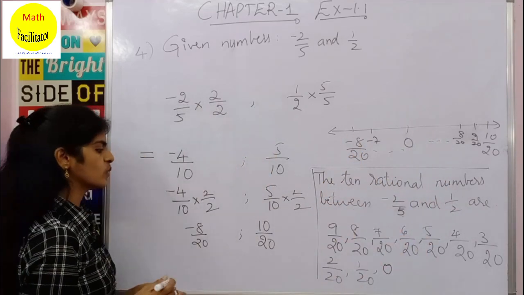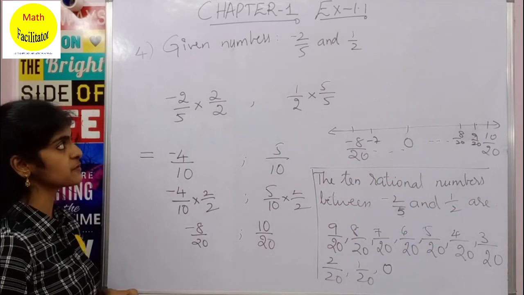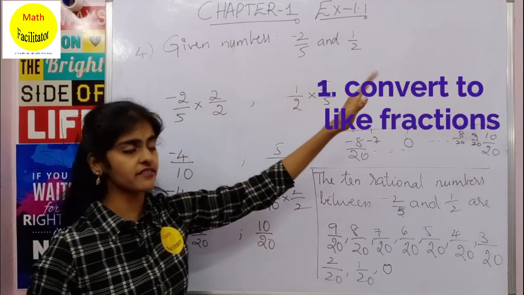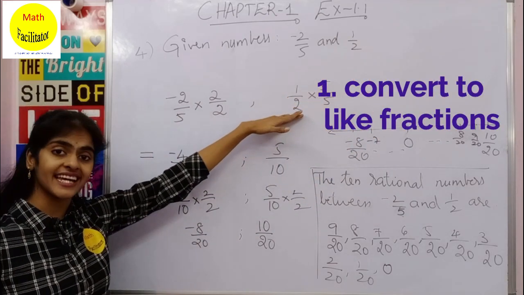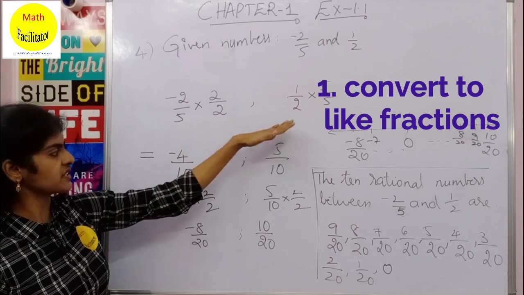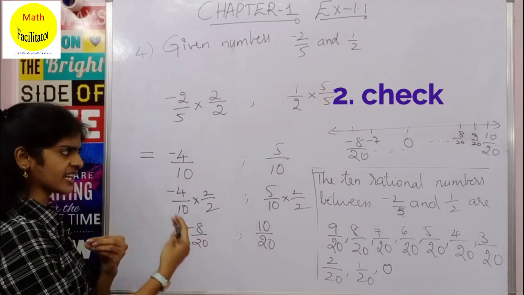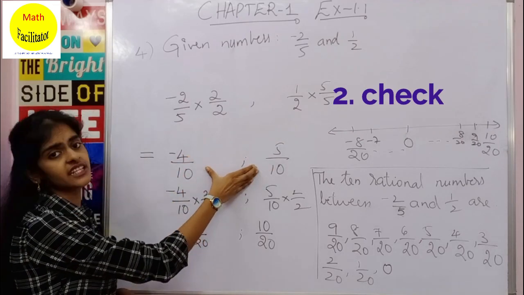Clear? So this is how you insert 10 rational numbers between the given two fractions. Firstly you will convert them into like fractions. After converting them into like fractions, just check if you can directly insert the required number of rational numbers.